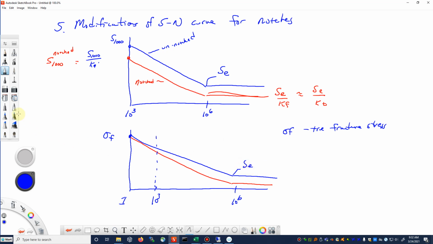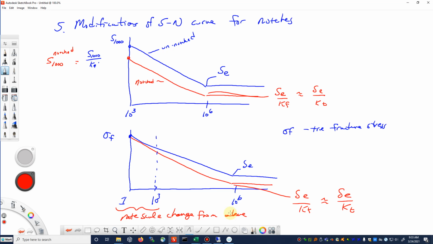Here's the endurance limit SE here, and for the notched bar, this would be SE over Kf, again approximately equal to SE over Kt. I'll put on here: note scale change. And again, given everything else that goes on and the scatter that we would see in fatigue data, this isn't a bad approach if you're using the SN approach.